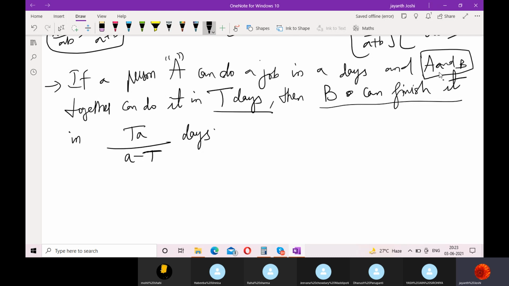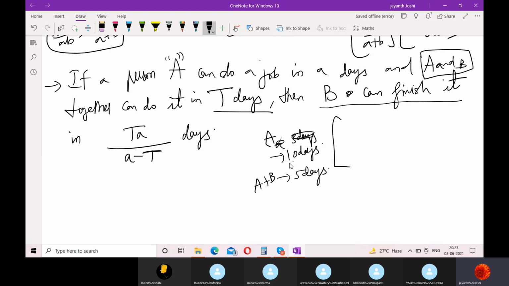So this can also be done in this way. Suppose A can do a job in 10 days, for example, because if someone does a work single-handedly, he will take more time. If they do the combined work, they would do it in 5 days, for example. So this is A, this is A plus B. So B has joined here.